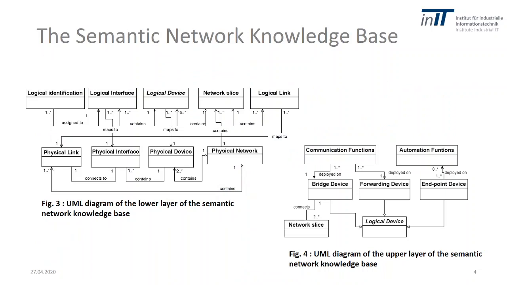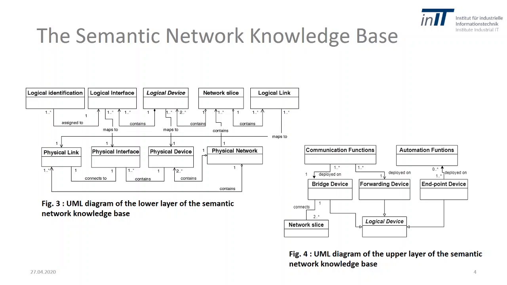So the UML diagram shown here describes the meta model of the network. The idea is to model all the entities present in the network in a generic way. The diagram is separated into two parts for better understanding. The base, the lower layer, shows the modeling of physical entities, for example, devices, ports in the devices, or links. And on top, it shows the logical entities which are modeled based on these physical entities.